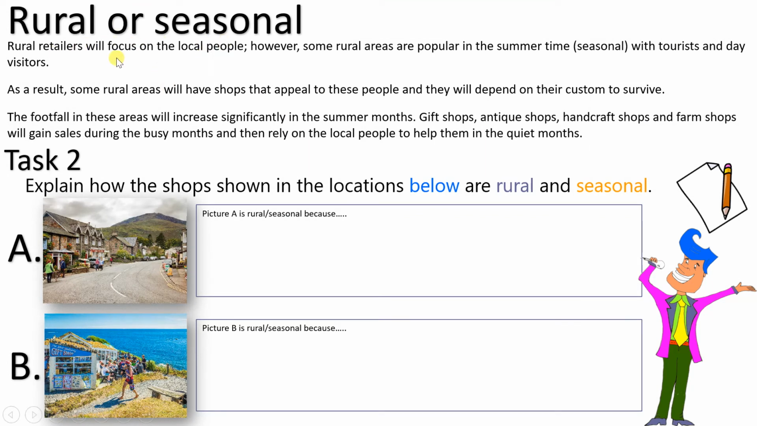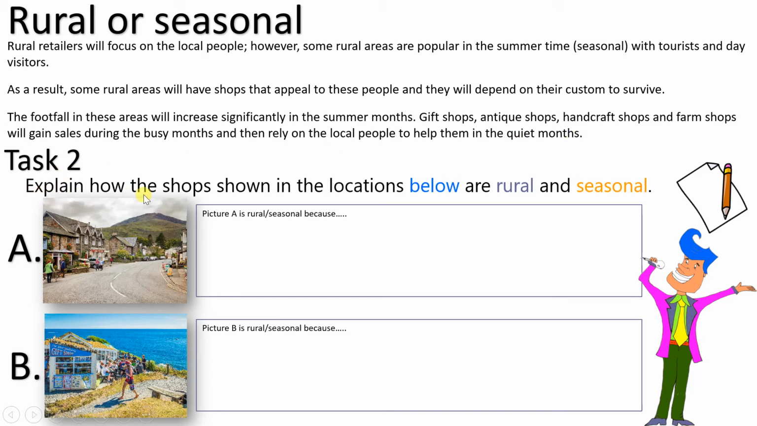Rural or seasonal. Rural retailers will focus on the local people. However, some rural areas are popular in the summertime, seasonal with tourists and day visitors. As a result, some rural areas will have shops that appeal to these people, and they will depend on their custom to survive. The footfall in these areas will increase significantly in the summer months. Gift shops, antique shops, handcraft shops and farm shops will gain sales during the busy months, and then rely on the local people to help them in the quiet months.